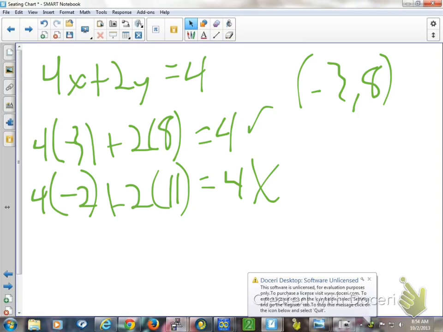What was the top one? Yes, 4 times -3 plus 2 times 8. What was the third coordinate? -4, 6. I'm going to try to go slower and write neater.